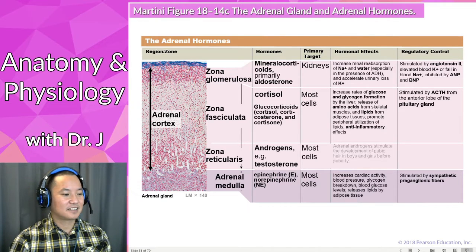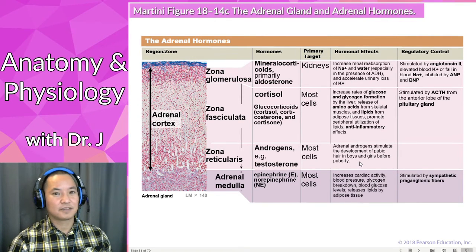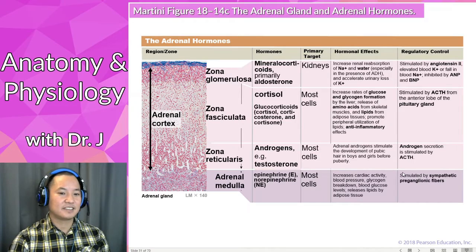And then target, again, most cells. And this is why we see the surge in all the developmental things and secondary sex characteristics we see during puberty. And it's also stimulated by ACTH as well.